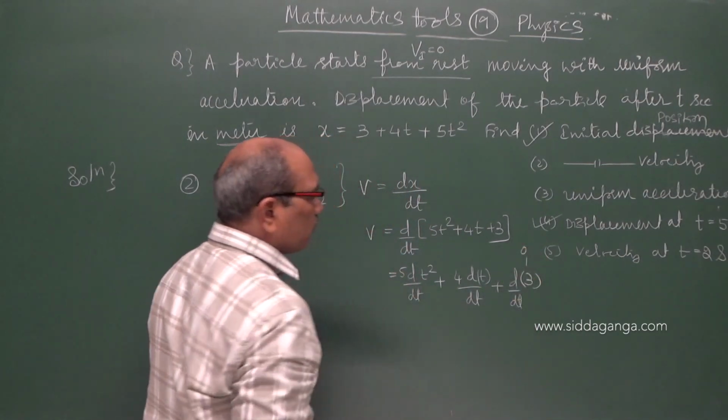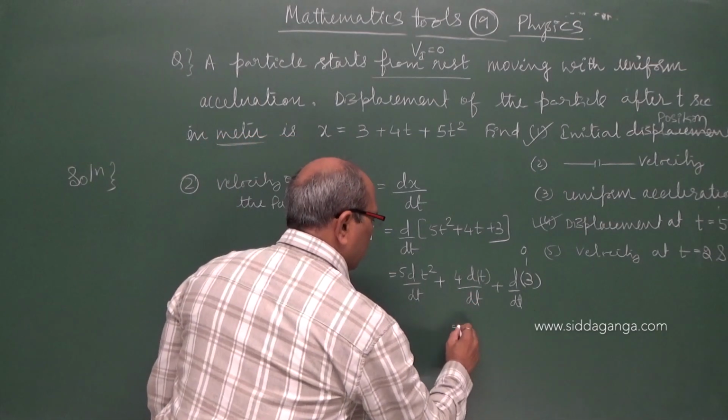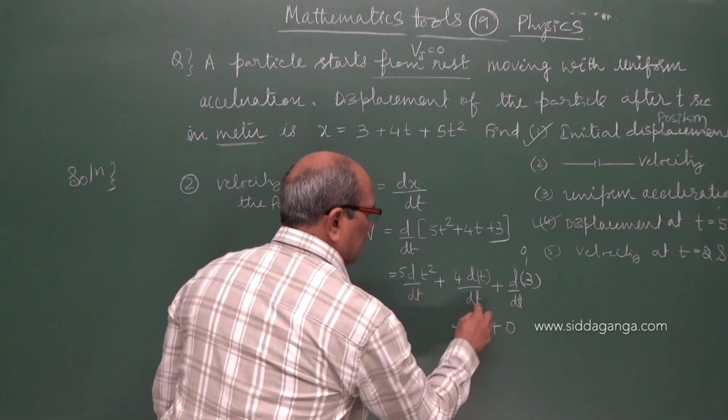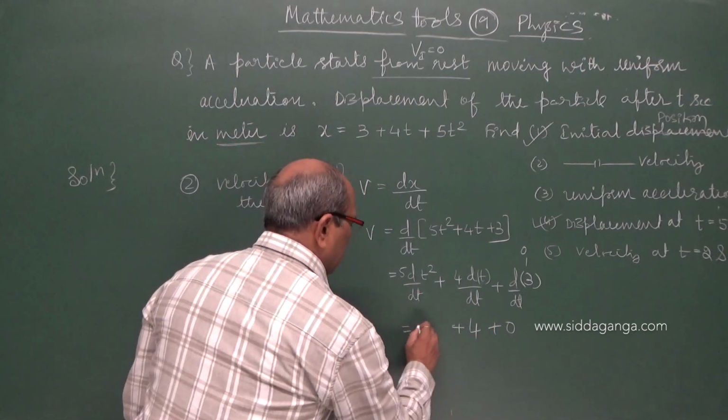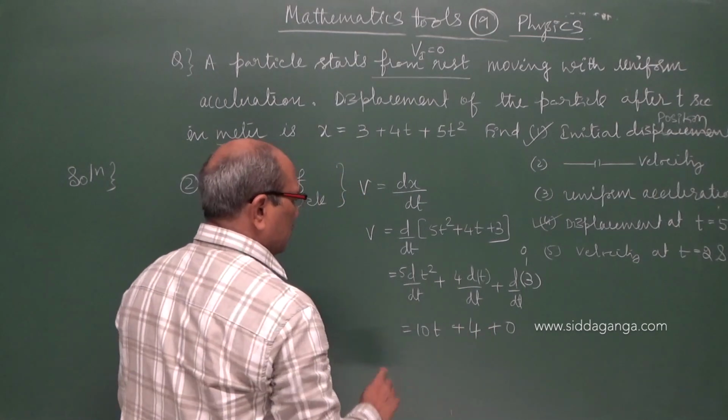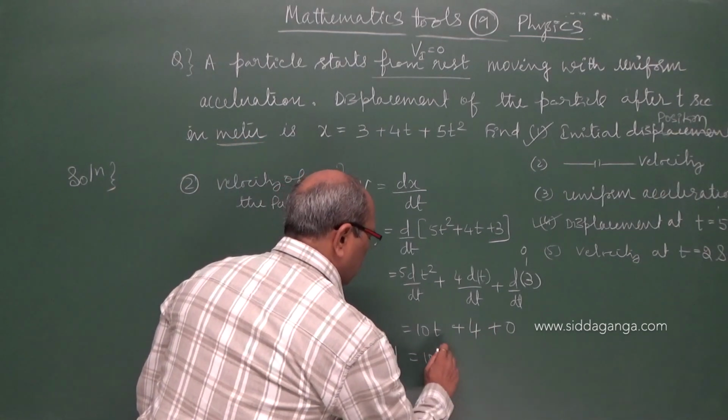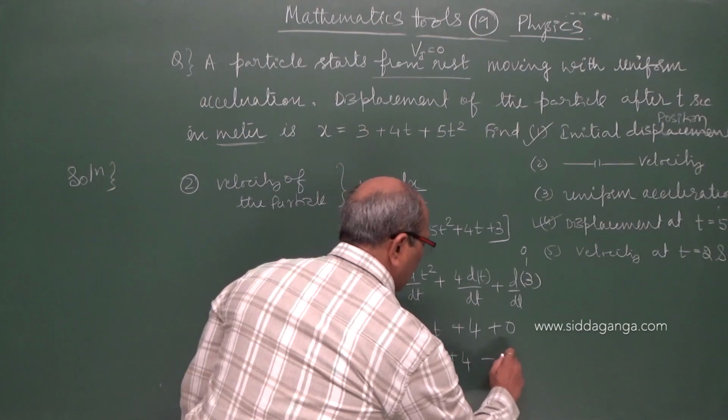This is 0, this becomes 0, this dt by dt is 1, so it becomes 4, and 5 into 2 is 10t. Therefore, velocity equals 10t plus 4 is the answer.